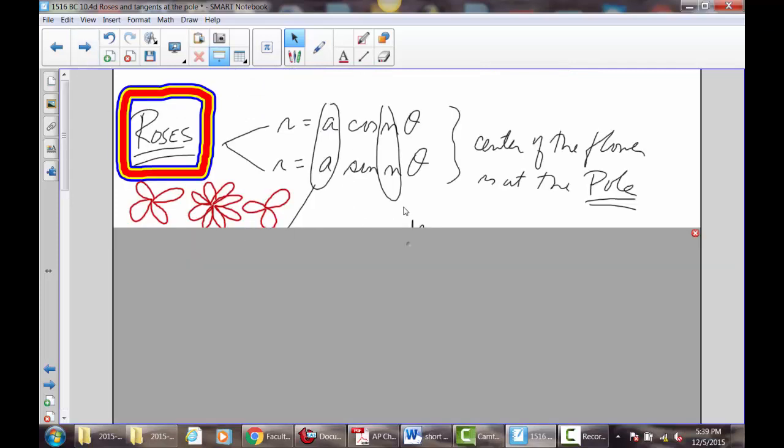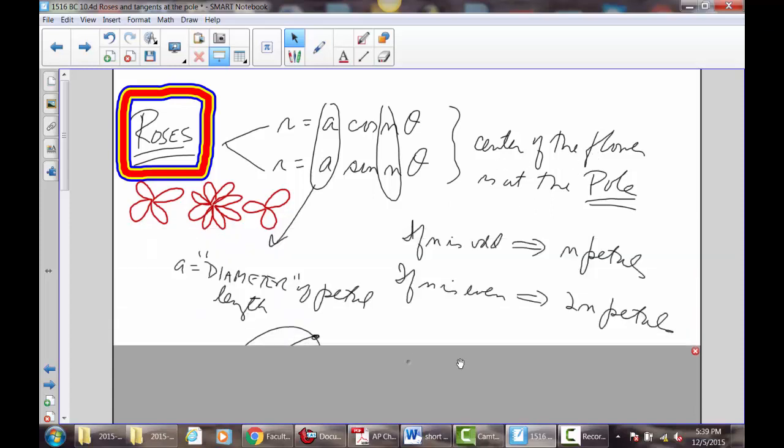Okay. So what do roses look like? r equals a constant times either the sine or the cosine of an integer multiple of theta. If this is not an integer, if it's a fraction, it's a whole different ball game, and you need to use a calculator. So these are going to be roses. The center of the flower will be at the pole. And a will be the diameter of the petal.